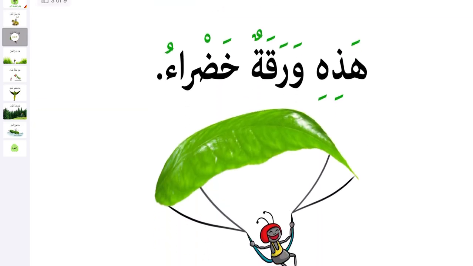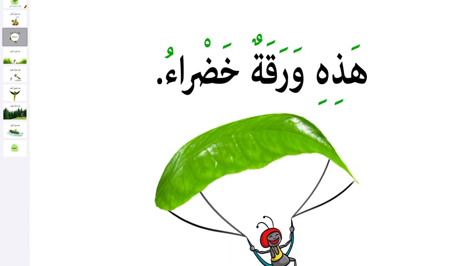This is a green leaf. ये एक सब्ज पत्ता है. هذه ورقة خضراء.